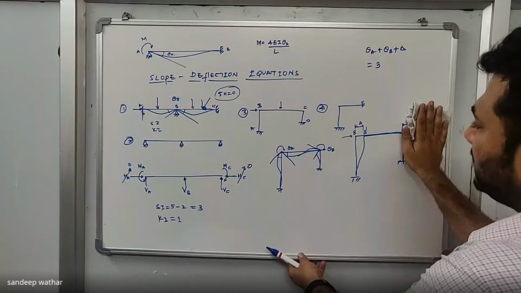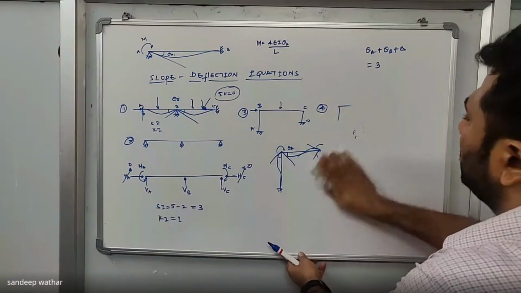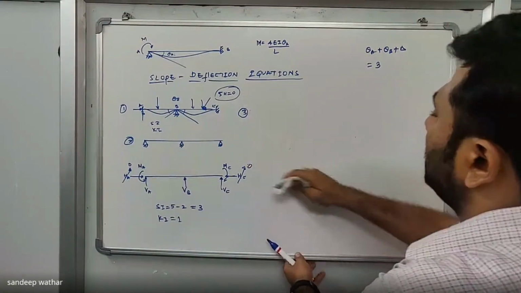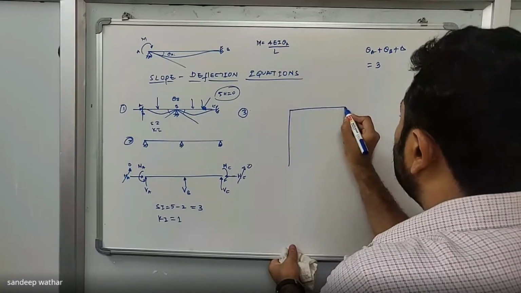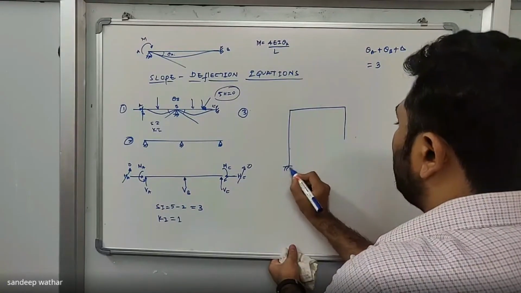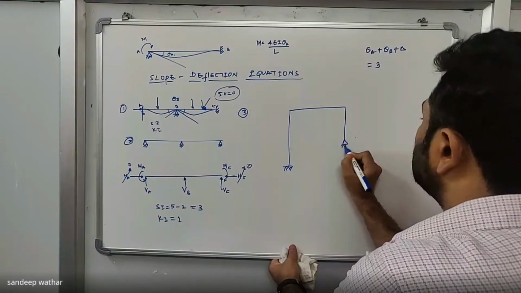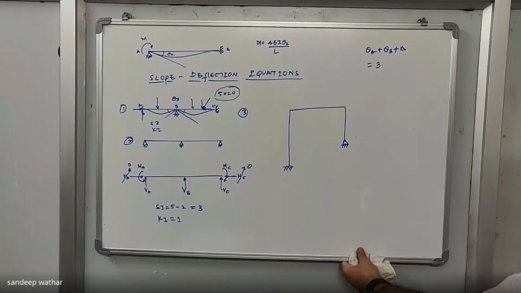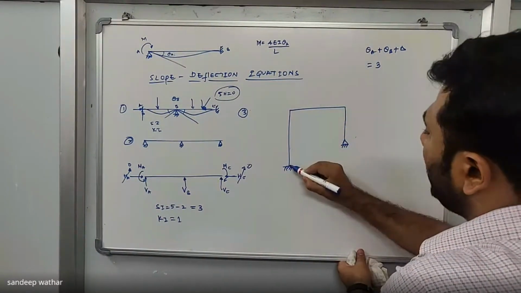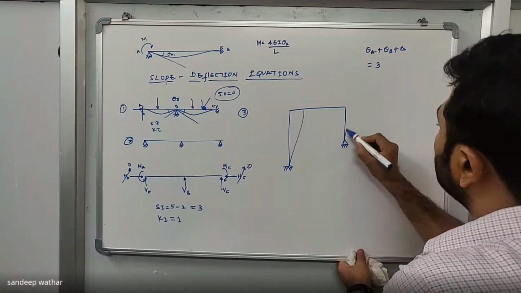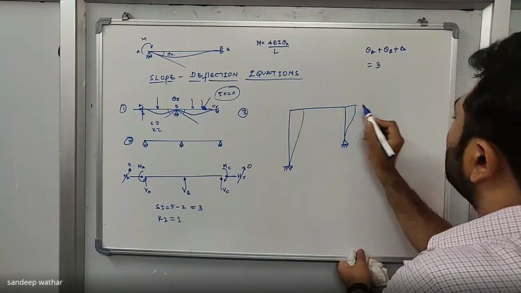Assume I'll erase this part. Anyway, I'll take the same structure, but I'll change the support condition. Here I'll keep it as fixed. Here I'll make it hinged. Now try to determine the kinematic and static indeterminacy. First of all, definitely there will be a sway, somewhat like this.